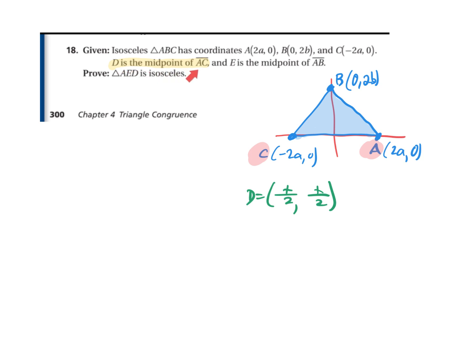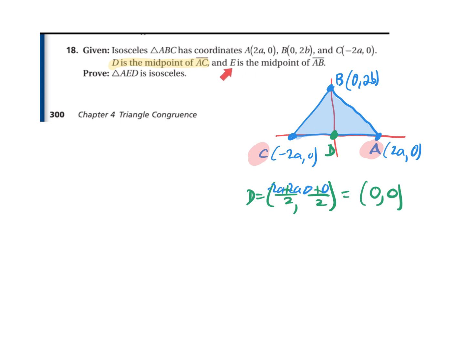So it's the midpoint of segment AC, so we'll use C's x-coordinate and A's x-coordinate, negative 2A and 2A. And we'll use C and A's y-coordinates, which are 0 and 0. Negative 2A plus 2A is 0, so D's coordinates are 0 over 2, which is 0, and 0 over 2, which is 0. So D is the origin.